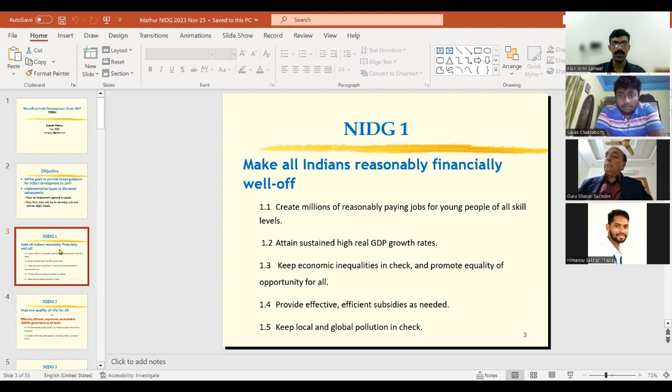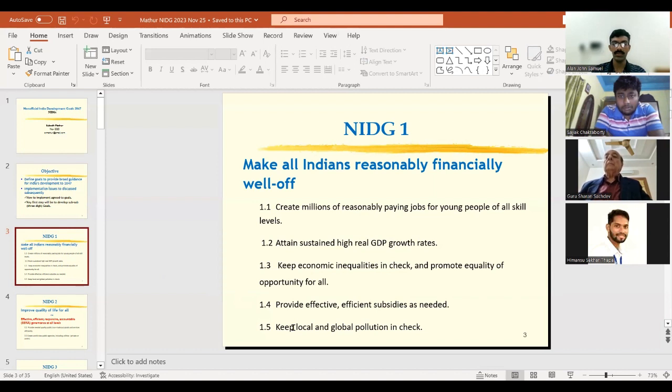Actually, the development literature and the textbooks don't really discuss subsidies at all. And that's a big weakness because we really don't have guidance on how to do effective and efficient subsidies. Mostly the thing is we have too many subsidies, or we have this or we have that. But we really need to start thinking about whom we are going to subsidize and how, and keep it in check. And finally, keep local and global pollution in check.